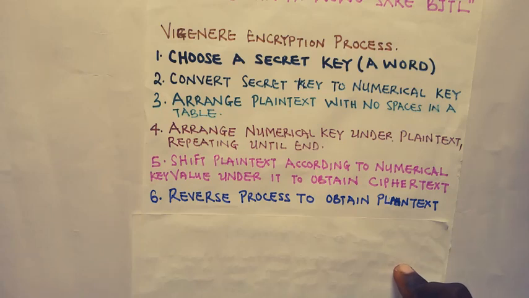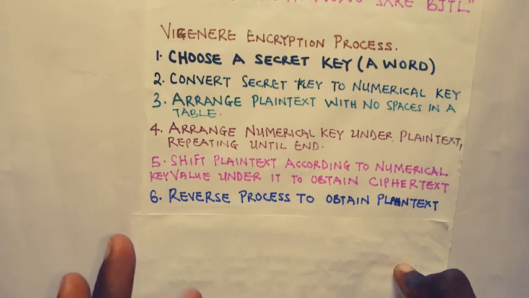Arrange the plain text with no spaces, emphasis on no spaces, in a table, and then arrange your numerical key under the plain text, repeating until the end. Shift your plain text according to the numerical key value under it in order to obtain your ciphertext, and then you reverse the process in order to obtain the plain text.